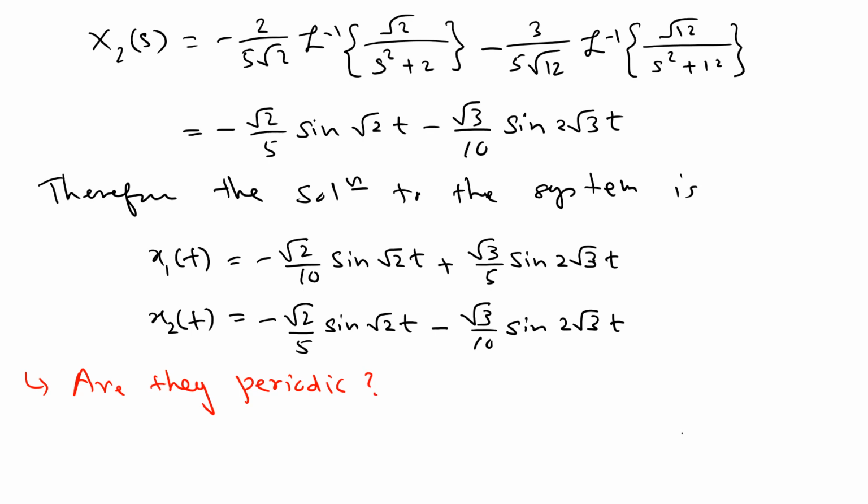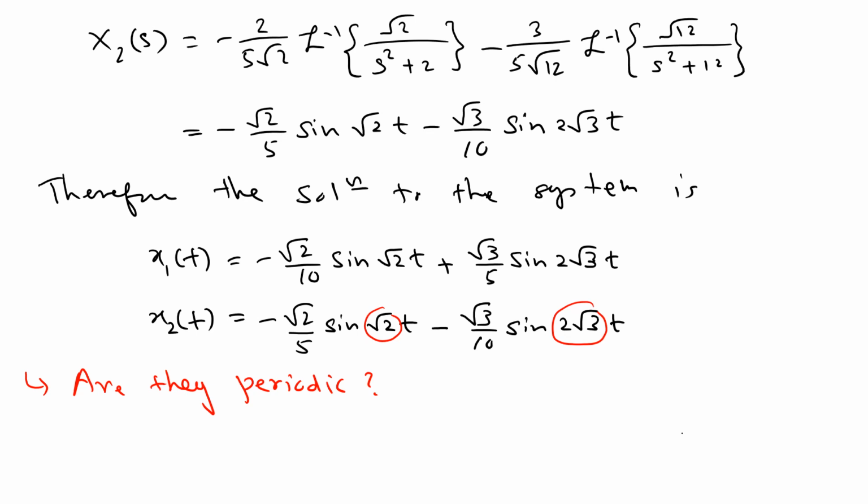You can see that those are not periodic. The reason is that these two frequencies are not rational multiples of each other. If they were rational numbers, then it could be periodic, but they are irrational numbers. When they are irrational, they are not going to be periodic, because you cannot write a common term there. You can see they slightly change each other.